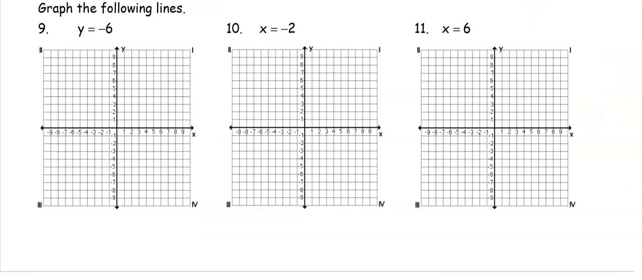Now we're going to graph the line. In order to graph the line, when we see a y equals, we want to go to that number on the y-axis. When we see an x equals, we want to go to that number on the x-axis. So if it's y equals -6, we're going to put a dot. Y equals are always horizontal lines. So think about you're drawing through that axis. In number 10, we have x equals -2. So we go to -2 on the x-axis, and then we draw a line passing through the x-axis.